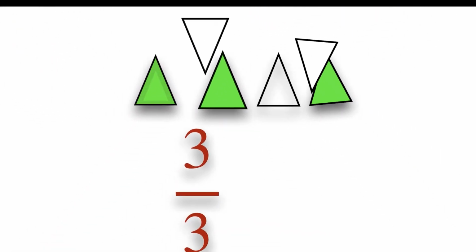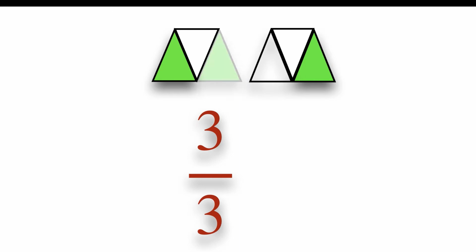A total of 3 triangles are shaded in this diagram. So the total shaded fraction is 3 over 3, or 3/3. In this case, the numerator is equal to the denominator. Therefore, this is an example of an improper fraction. However, this is also equivalent to 1 whole.